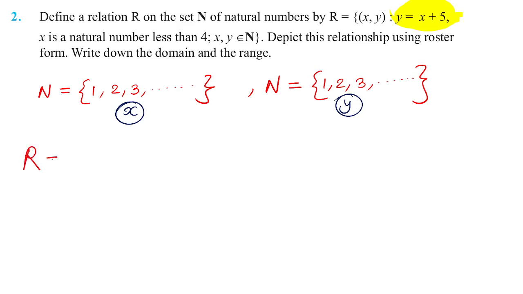Roster form of the relation I am going to write. I have already discussed initially what is the starting value of X. Initially we put the value of X, then check the corresponding value of Y. If I put X equal to 1, the starting value, what is Y? Y is X plus 5, only one value for Y, not like the previous question. Y has only a single value. If you put X equal to 1, Y equals 1 plus 5, which is 6.